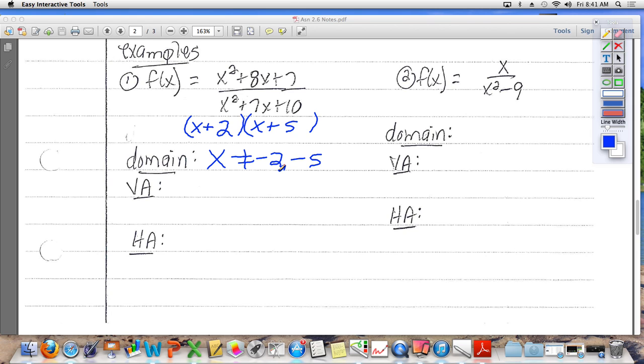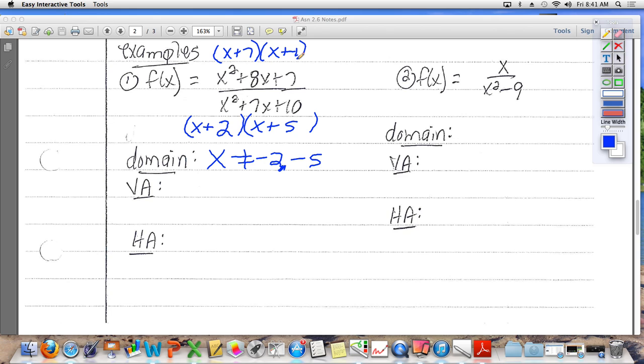All right. Vertical asymptotes. Remember, you have vertical asymptotes if we've gotten rid of all of our common factors. So what we need to do now is factor the top. What does the top factor to? x squared plus 8x plus 7. Very good. x plus 1 and x plus 7.